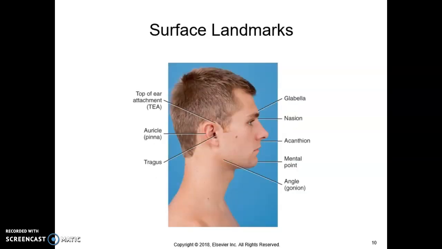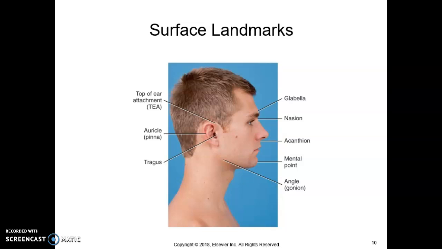So again, some of those same things, but now from a lateral perspective and adding a couple others that we didn't see before. So again, if you start on the left side of the image, we're also going to focus a little bit on the ear here. So you have the top of ear attachment with the T-E-A. There's the auricle or the pinna, which is the cartilage portion of your ear. You have the tragus, which is an area that people can pierce sometimes, but again, it's kind of sensitive. I've heard it's really intense if you get that pierced.